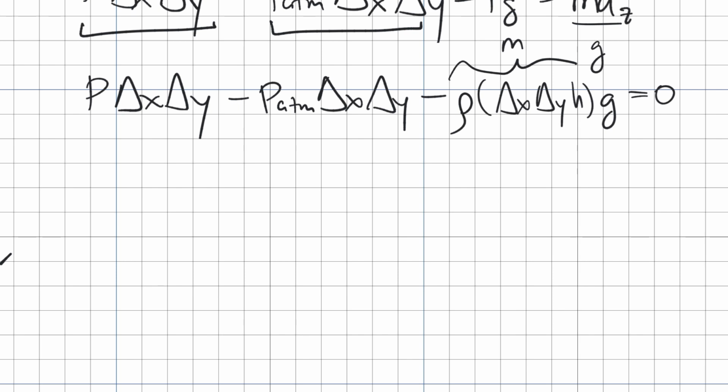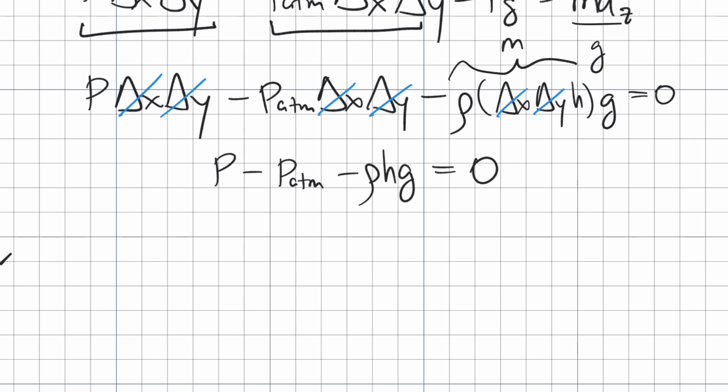What's really cool about things equaling 0 is that all this delta x, delta y business just cancels right out. So now I'm left with P minus P atmosphere minus rho h g equals 0, and I'm already feeling pretty good about this because I know where we're going. So I can say that the pressure minus P ATM equals, and it's typically written in this order, rho g h. I don't really know why it's always written in that order, but that's usually how it's written. So algebraically, this is the case.